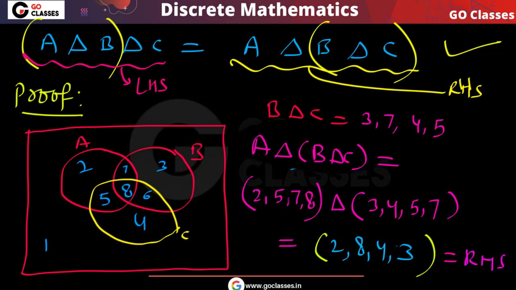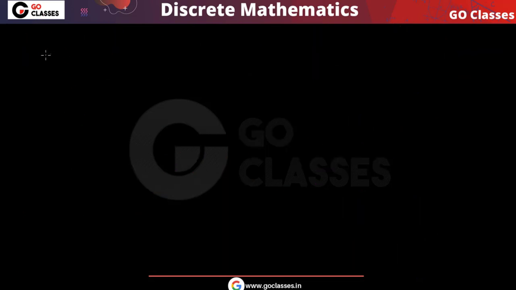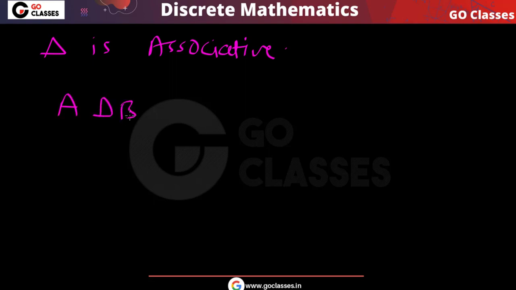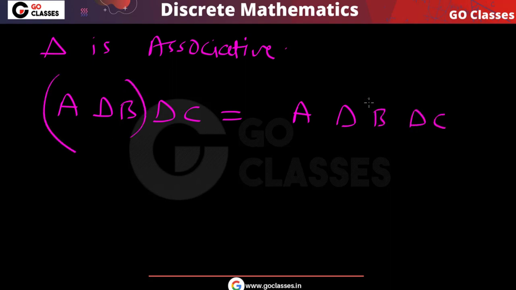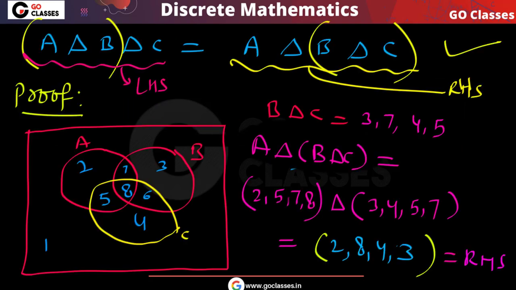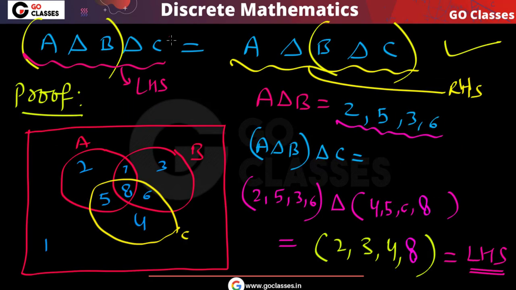So I can say yes, symmetric difference is associative. So this is the point, symmetric difference is associative. Using a Venn diagram you can very easily prove it. So I can say that A symmetric difference B symmetric difference C is the same whether you do the first symmetric difference first or the second symmetric difference first. Both are the same. The proof is very simple. This is LHS, this is RHS. You can make the Venn diagram.